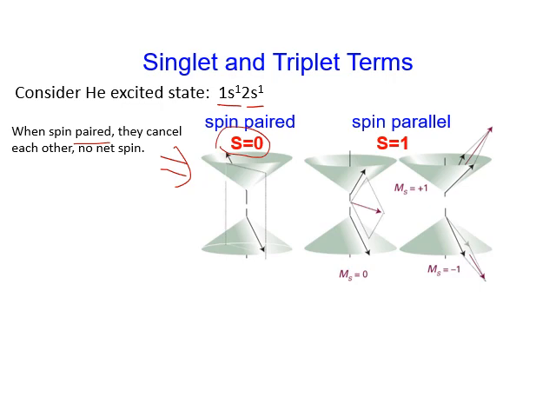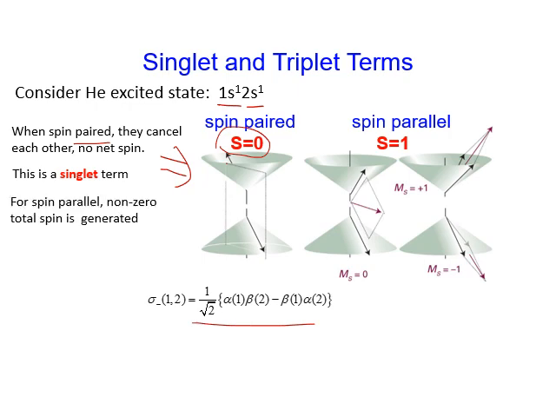There's no net spin. And this is called a singlet state, because there's only one way to achieve this spin state. So the wave function of this state is written as this one that you already saw before.